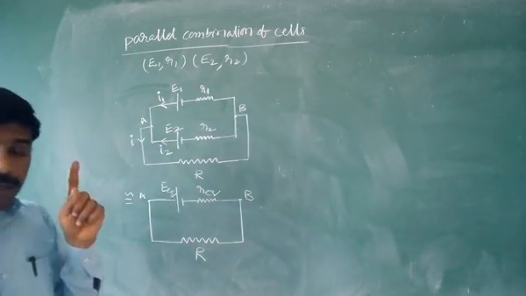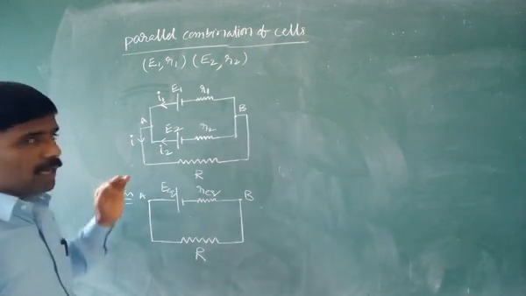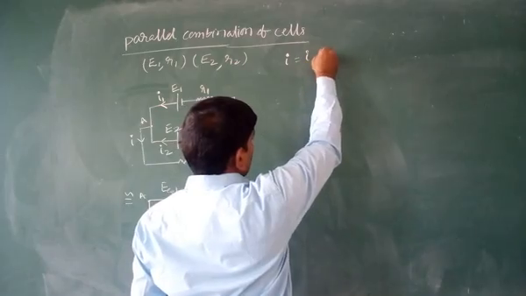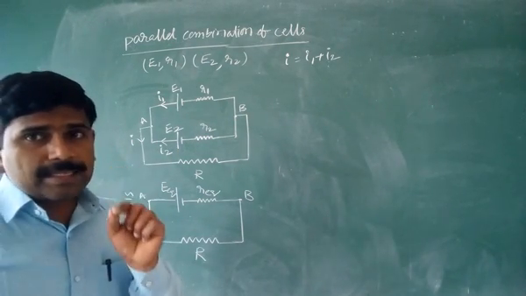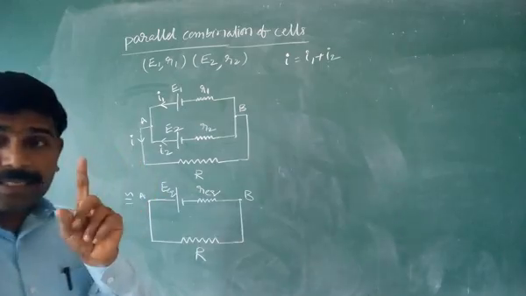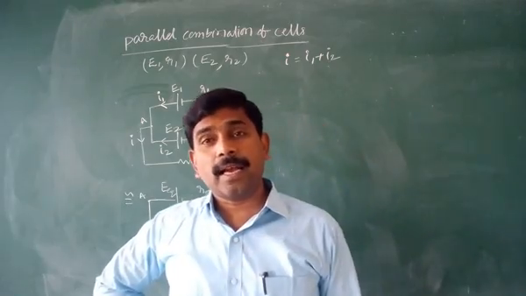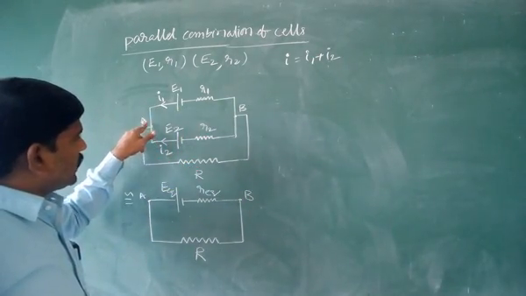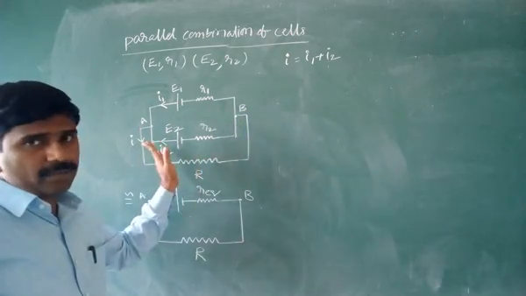According to Kirchhoff's first law, the total current entering the junction must equal the total current leaving the junction. Therefore, from this circuit, I is equal to I1 plus I2. In the case of the parallel combination of cells, the potential difference remains constant. At the same time, in the case of the series combination, the current remains the same. Here, in the parallel combination of the cells, the potential difference across the first cell, that is the terminal voltage across the first one, must equal that of the second one.